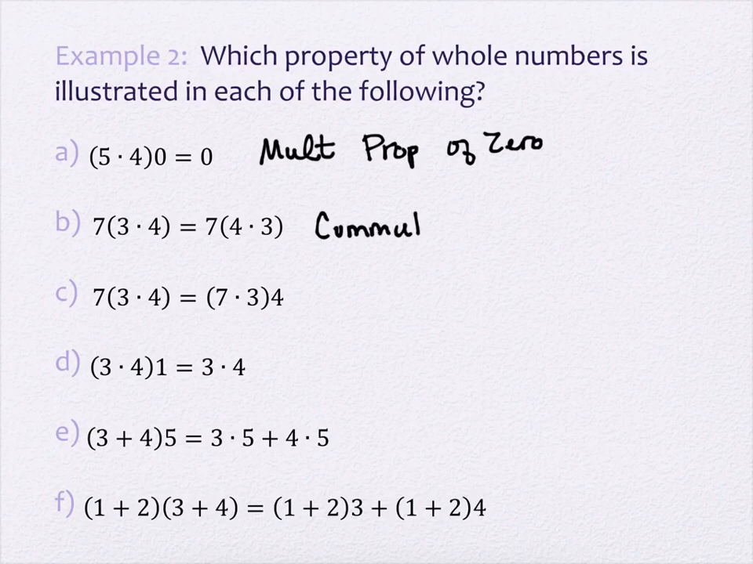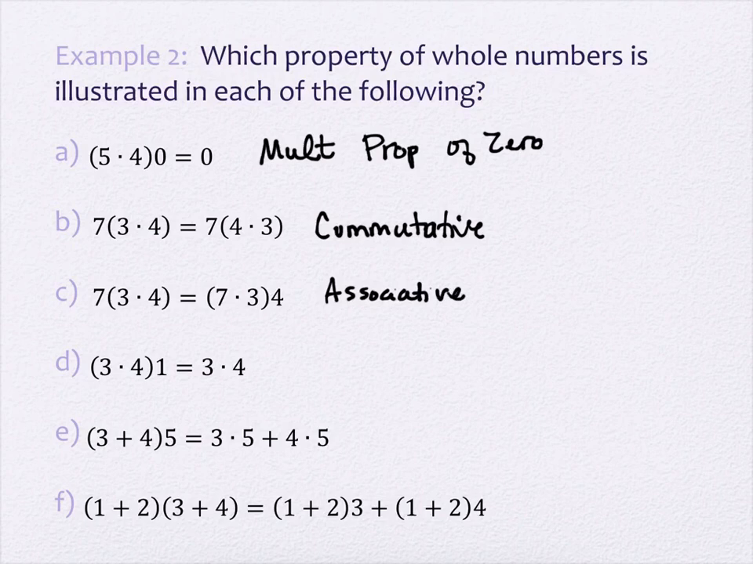I don't want you to think that just because you see parentheses, it means it's associative or it means it's distributive. It's not, right? This is the commutative property. How about C? Ah, that one's associative, though. That's not a word you want to abbreviate.